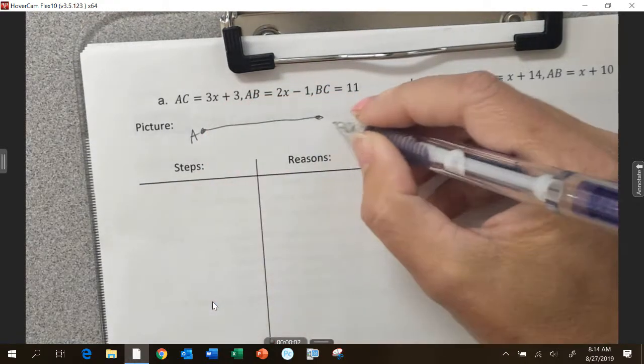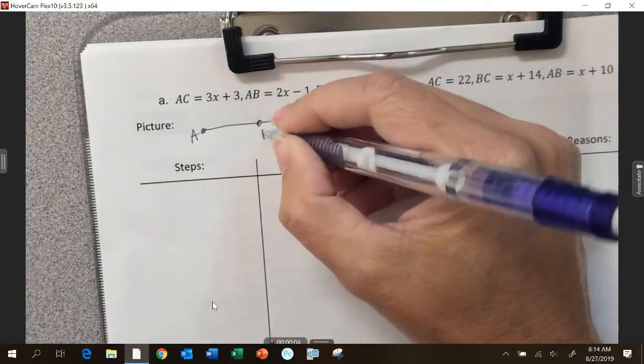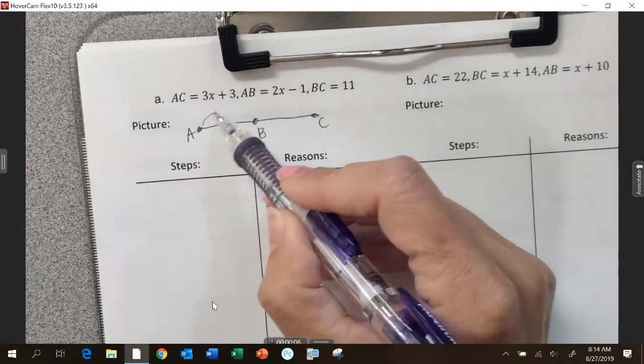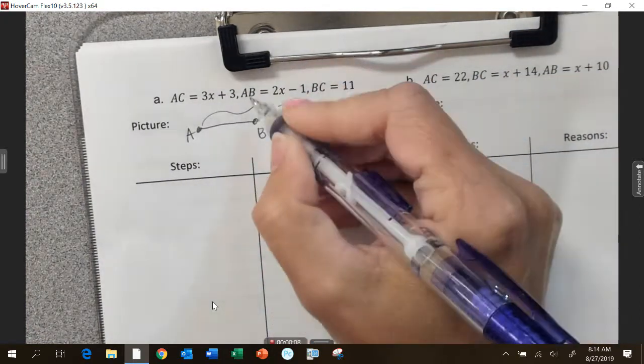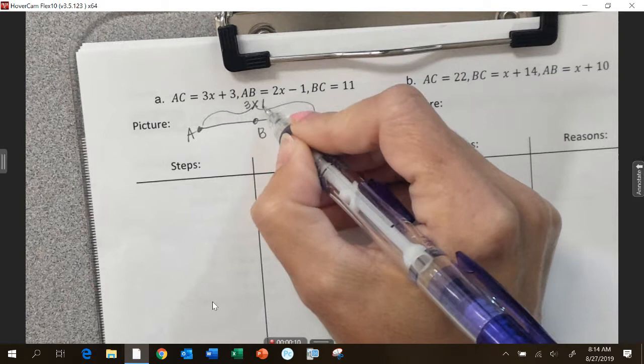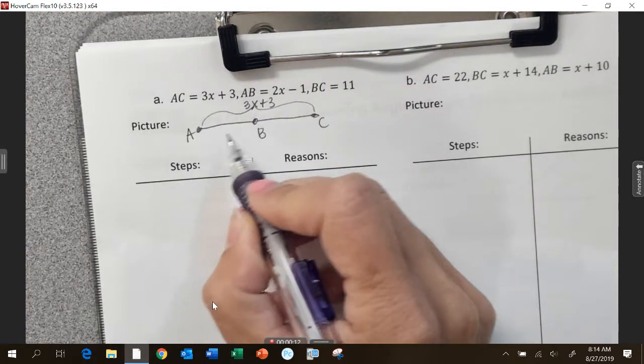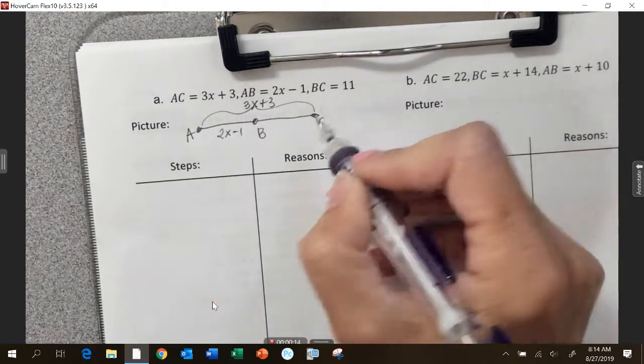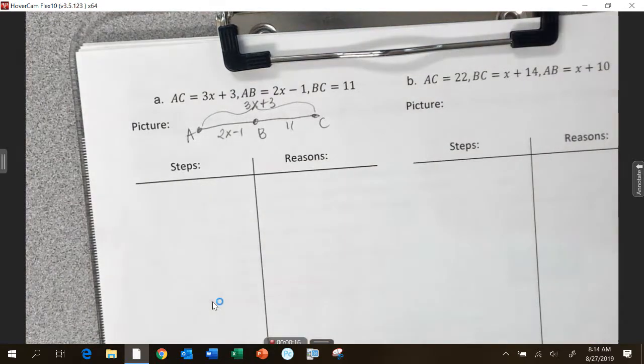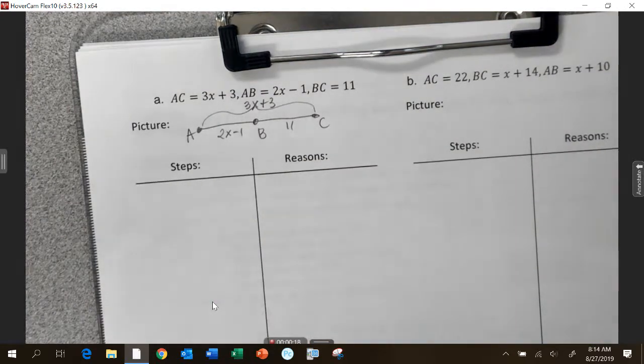Got A, C, B is somewhere in the middle. The entire segment is 3x plus 3. And then from A to B is 2x minus 1, and from B to C is 11. So the first thing that we would want to do is state our given information.